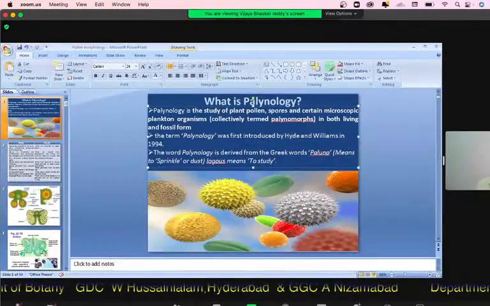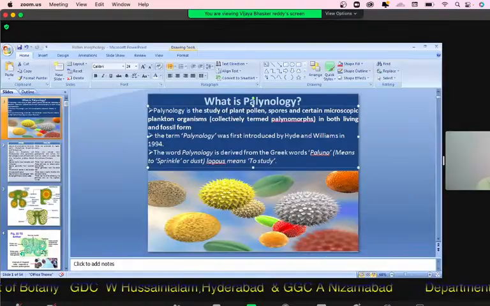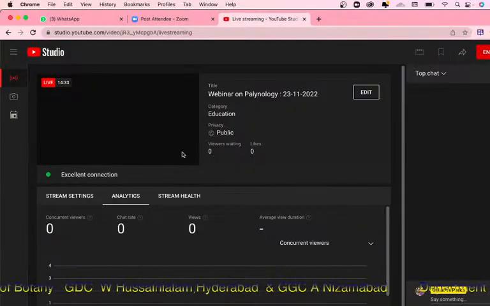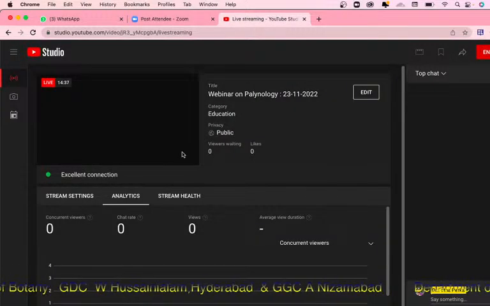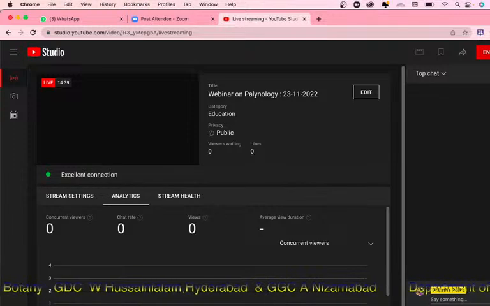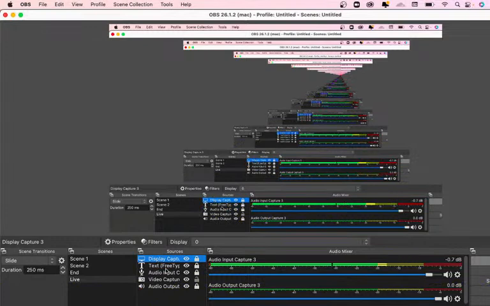As well as the spores while dealing with palynology. You all know spores are being produced by plants like thallophytes, bryophytes, and up to pteridophytes. The plants produce these spores, whereas the higher plants, gymnosperms as well as angiosperms, produce the pollen grains.